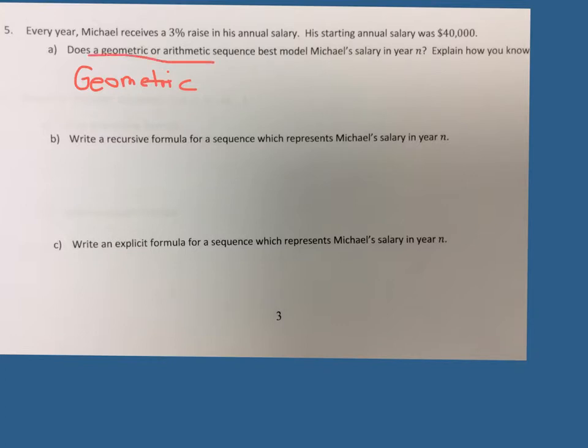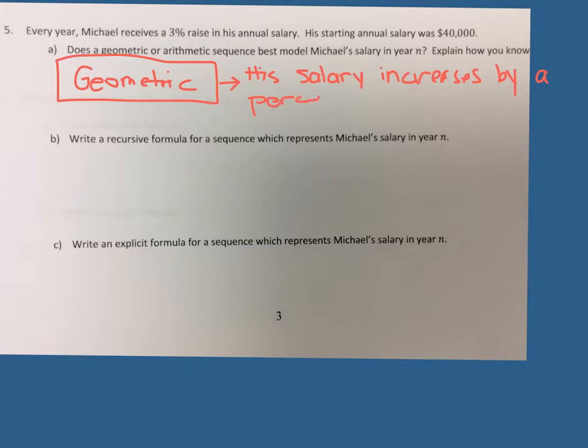Going to box that off as my answer, and I'm just going to say his salary, so it's a little sloppy, it's hard to write on this, increases by a percentage of itself. Okay, I'm going to put in parentheses here, not a constant. Again, if it went up by a constant, it would be arithmetic.